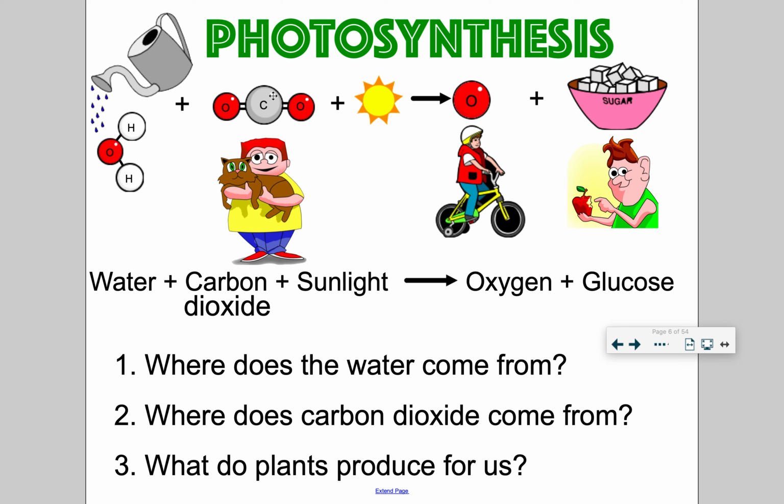So water and CO2 enter the plant. Mix it in with a little bit of sunlight, and chemical reactions occur. And what do plants produce for us? Two very important molecules: oxygen, which we breathe in, and glucose. We eat that, consume that. Sugar gives us energy.